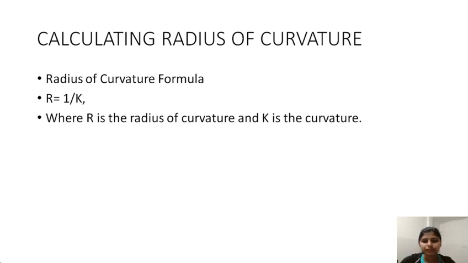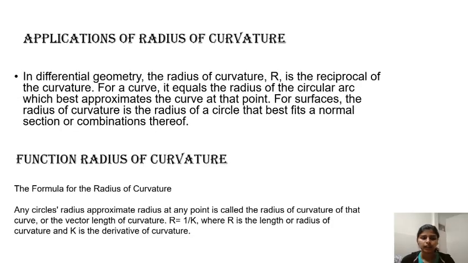The radius of curvature formula is r is equal to 1 by k, where r is the radius of curvature and k is the curvature. Let us come to the applications of radius of curvature. In differential geometry, the radius of curvature r is the reciprocal of the curvature. For a curve, it equals the radius of the circle which best approximates the curve at the point. For surfaces, the radius of curvature is the radius of a circle that best fits a normal section or combinations thereof. Let's come to the function of radius of curvature.